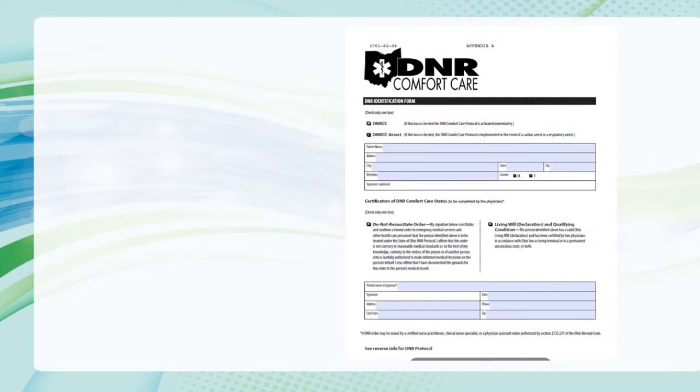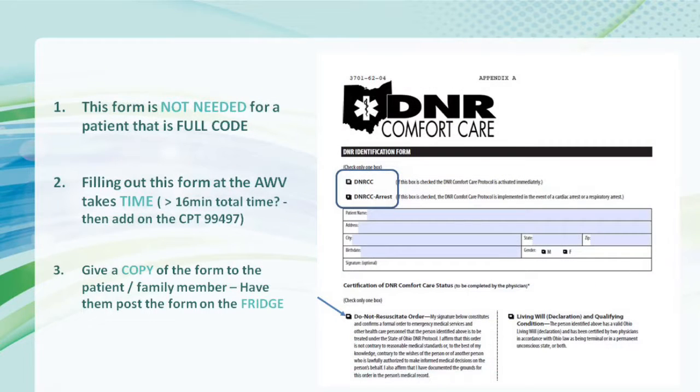Now, if the patient does convey a wish to establish a DNR status, the next step is to complete this form, the State of Ohio DNR form. Now, this form is not needed if the patient chooses to have a full code status. And oftentimes when I complete this form, this is the validation for why I've spent greater than 16 minutes, and I will bill the CPT code 99497. I always give a copy of the form to the patient, and if there's a family member present, I'll encourage them to put this on their fridge.